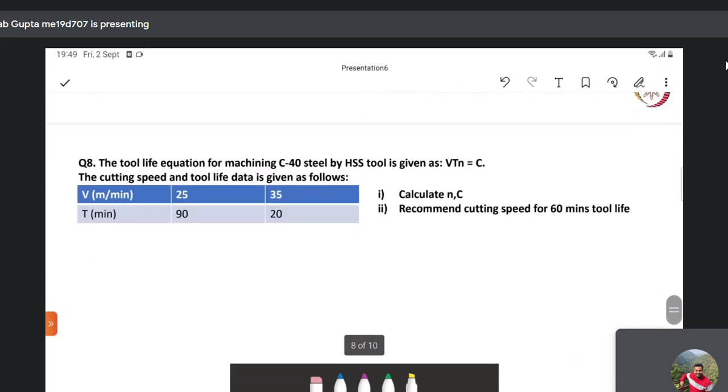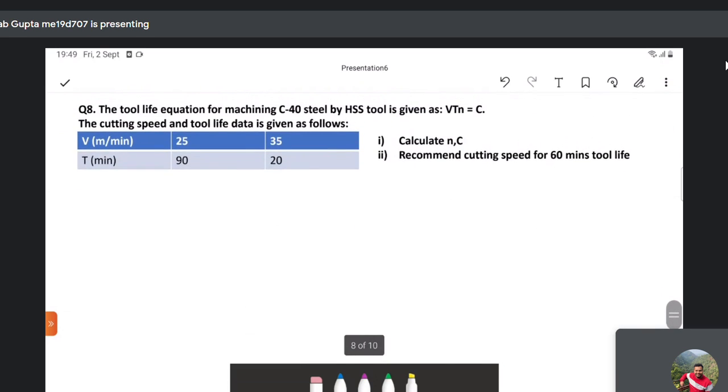Okay, so we have a basic numerical. The tool life equation for machining C40 steel by HSS tool is given. So this should be Vt power n equal to constant. You are given two conditions.